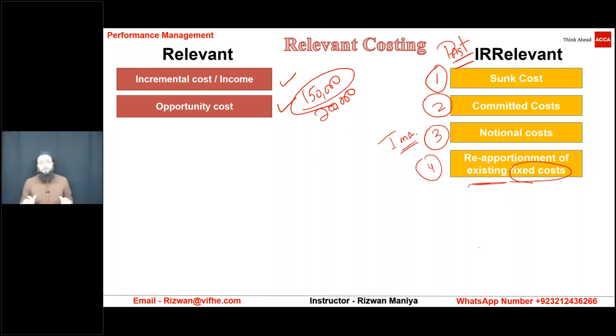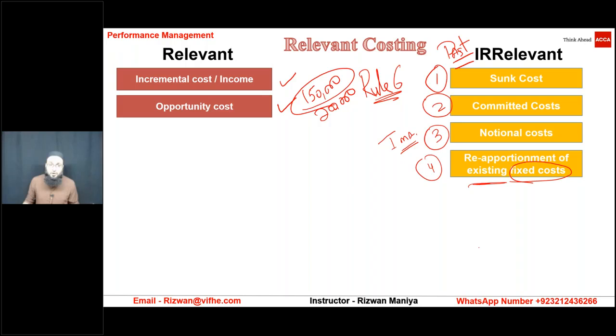Now, my friends, remember, for a cost to be relevant, it should either be incremental or opportunity. And for a cost to be irrelevant, it should be either sunk, committed, notional, or a reapportionment of existing fixed costs. So this is the rule of six for me and for you as well. Now, what is the rule of six? It is basically a magical thing that will help you in your difficult times.